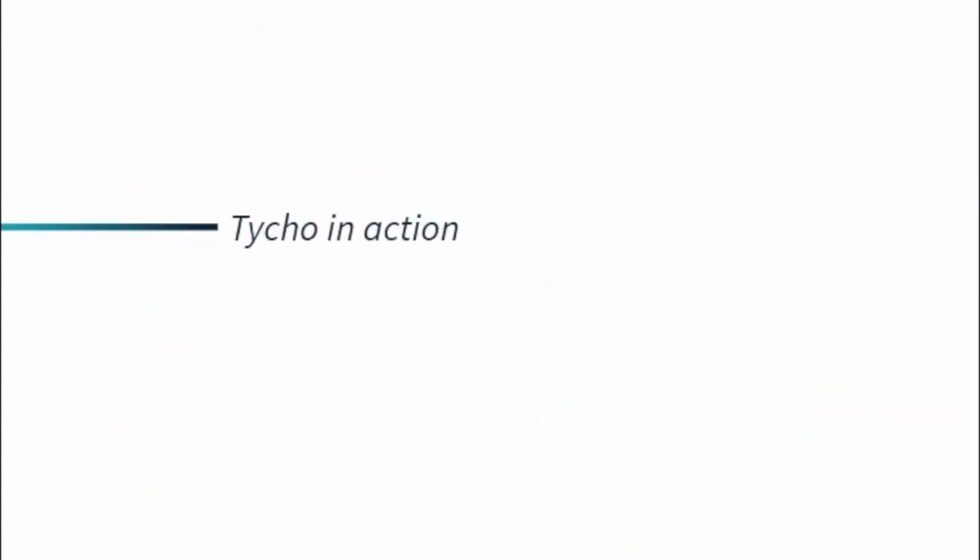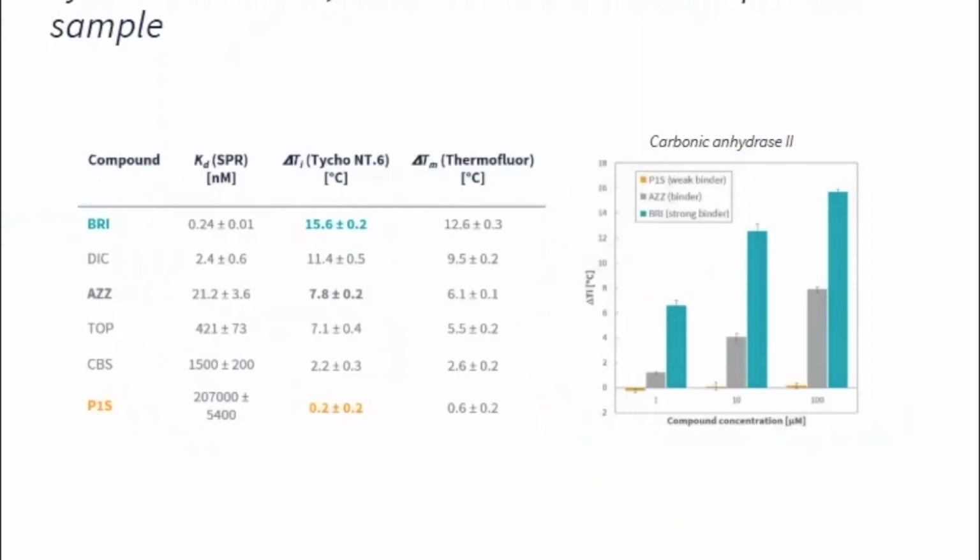So let me walk you through a couple of examples of how our users are employing Tycho in their protein purification and characterization workflows. In this first example from our Tycho users at the ETH in Zurich, they run a lot of SPR binding interaction experiments. What's shown in this example is a model protein, carbonic anhydrase, that's used basically as a control in SPR assays. It's known to bind to a series of different compounds, and what's selected here are weak, medium, and strong binders.